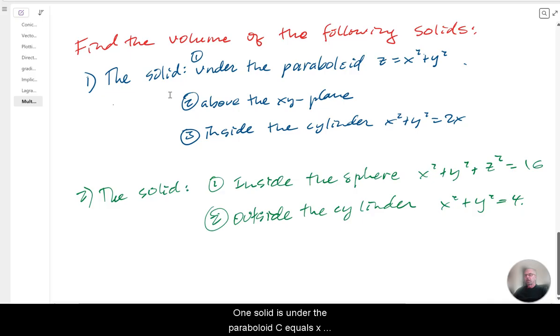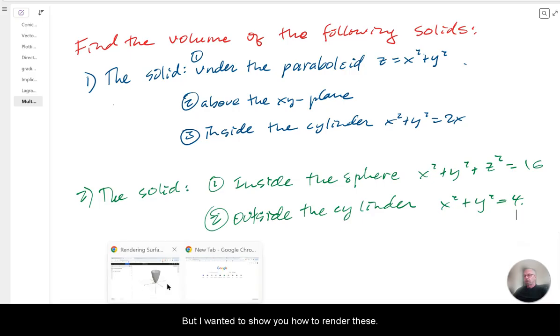One solid is under the paraboloid, z equals x squared plus y squared, above the xy plane, and inside this cylinder, x squared plus y squared equals 2x. The other one is a solid inside the sphere and outside the cylinder. To find the volume, we're going to use double integrals, or even triple if you want. I wanted to show you how to render these.